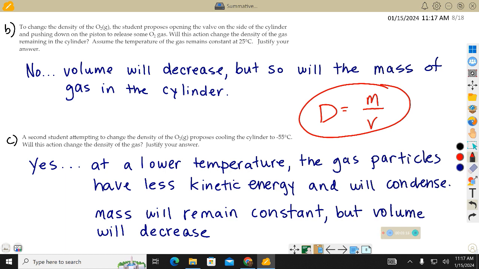Now we'd say yes. At a lower temperature, the gas particles have less kinetic energy. They would start to condense, and so the volume would be less. The mass will stay the same, but the volume would decrease. And now, yes, that would change the ratio of mass to volume.